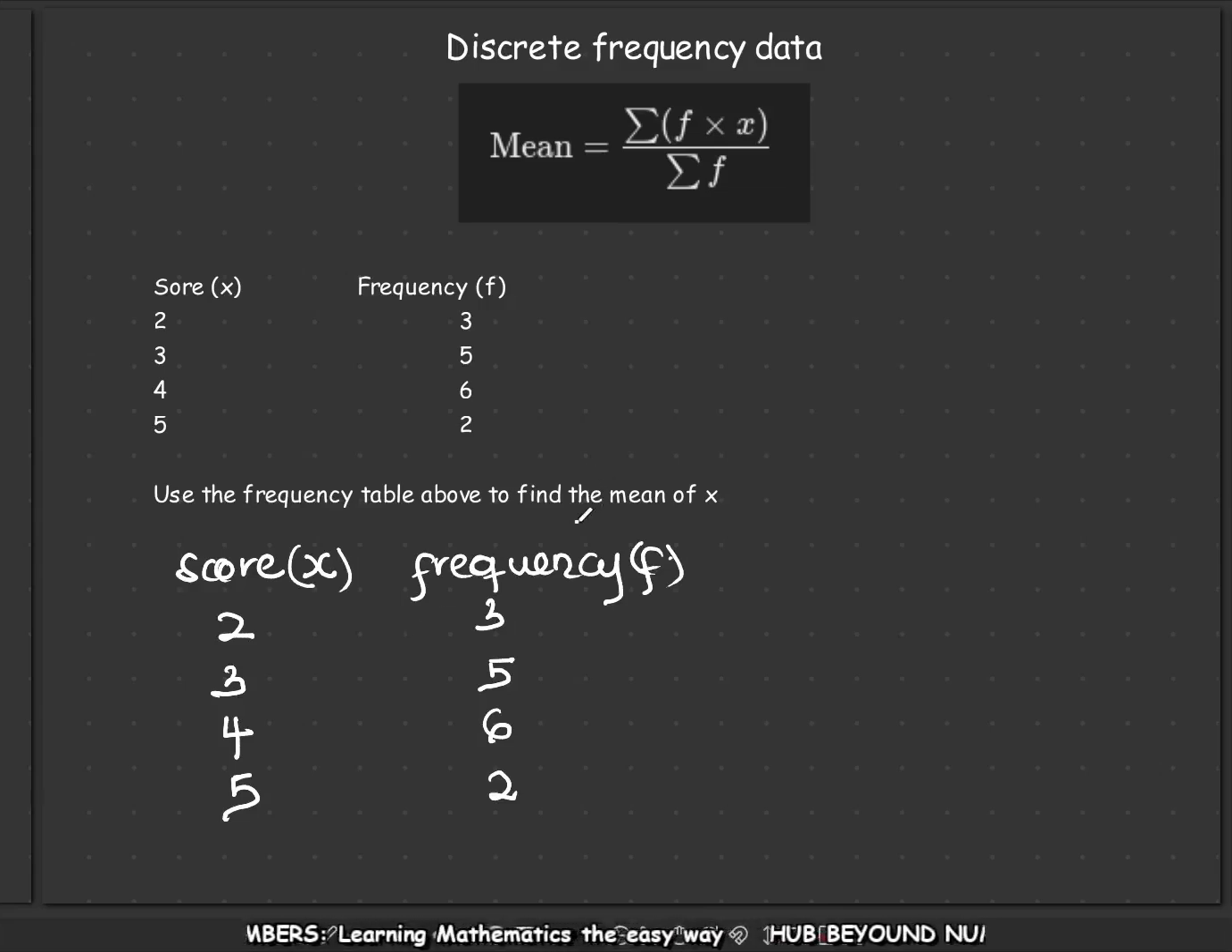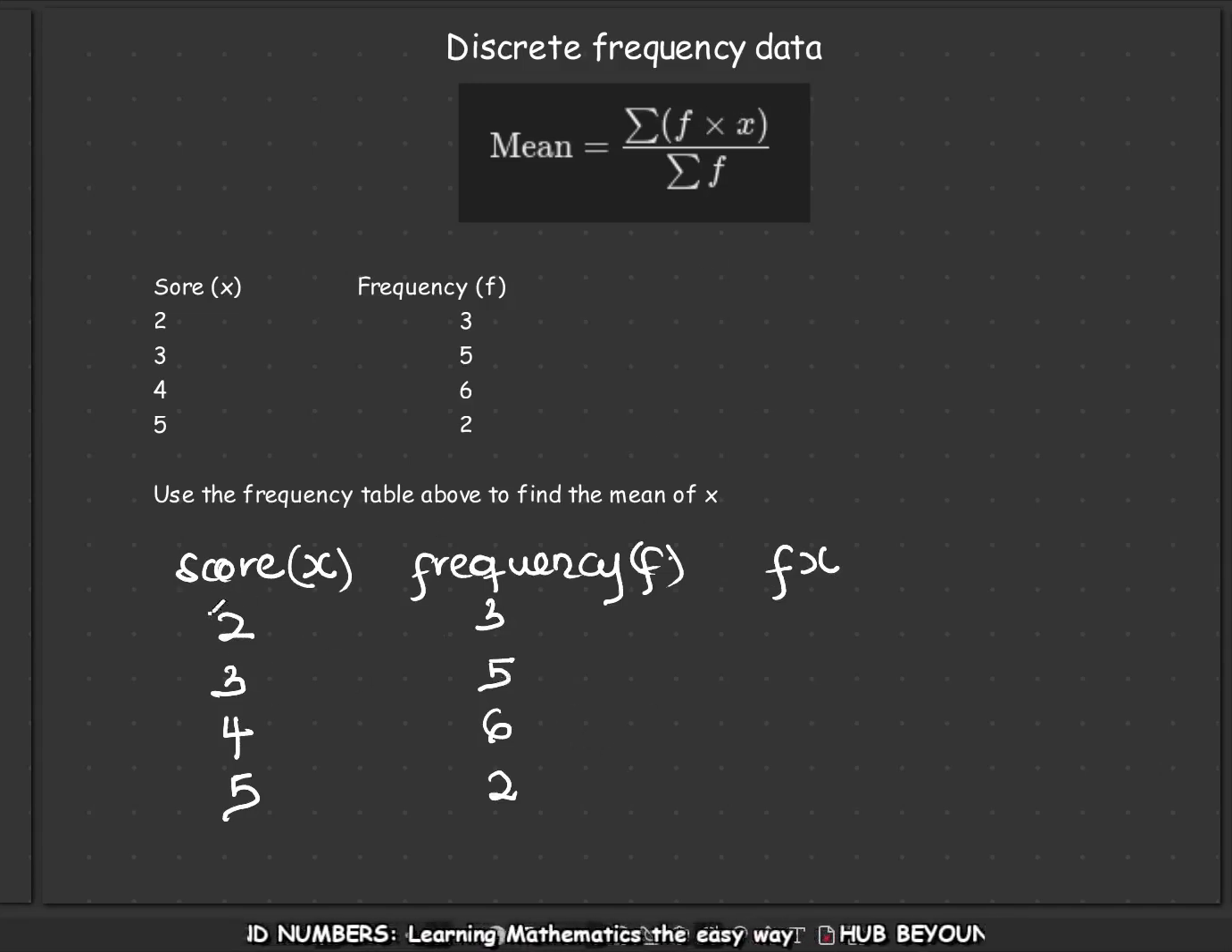And the next thing we want to add is what? F times x. What does f times x mean? For every frequency table, if you're able to get your x values and then your f values, if you want the mean, then you are going to multiply each frequency by its corresponding x value. That is what we mean by fx, or f times x.